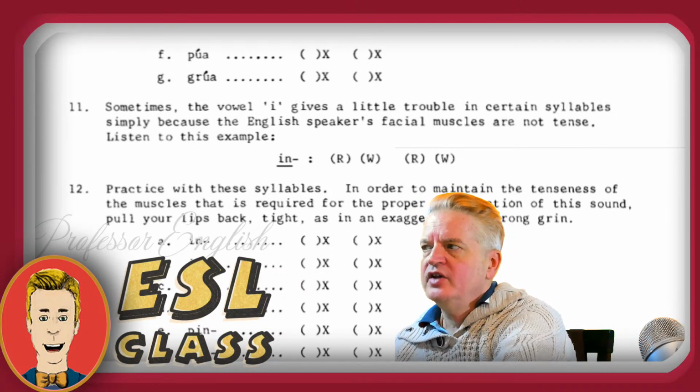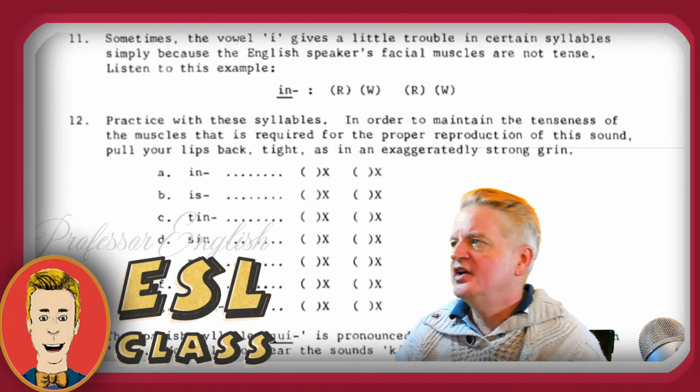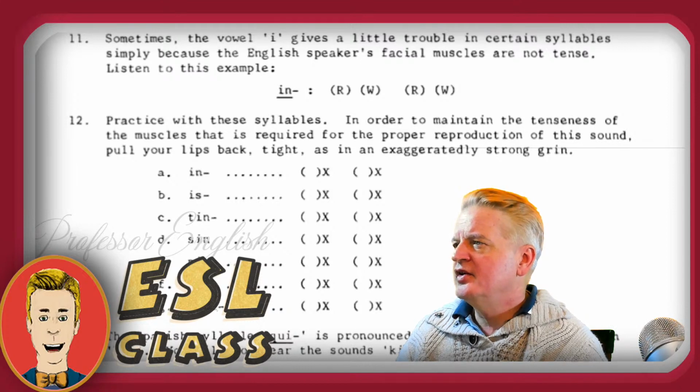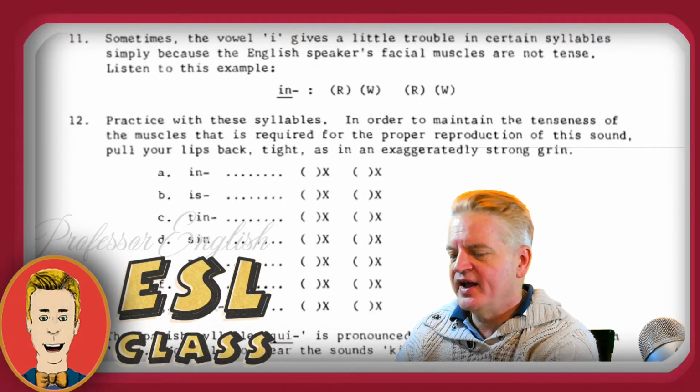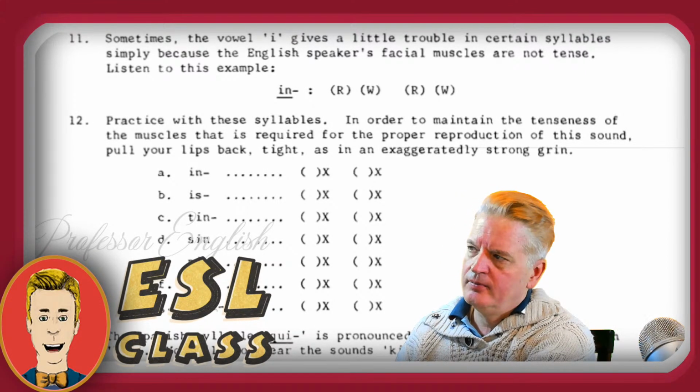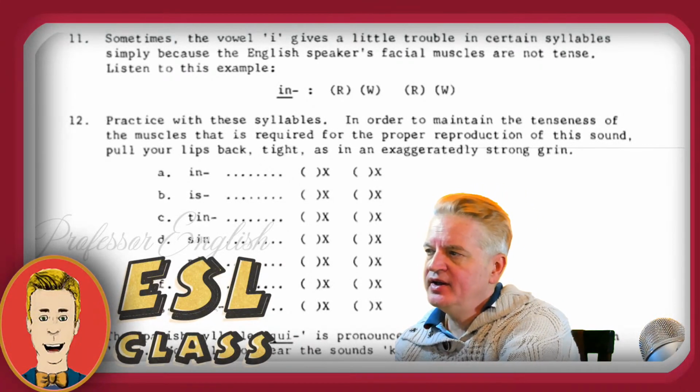Number 11. Sometimes the vowel I gives a little trouble in certain syllables, simply because the English speaker's facial muscles are not tense. Listen to this example. It's got I-N with a hyphen. So listen to the right and wrong pronunciation. First right, then wrong. In. In is the correct way. In is the wrong way. Number 12.